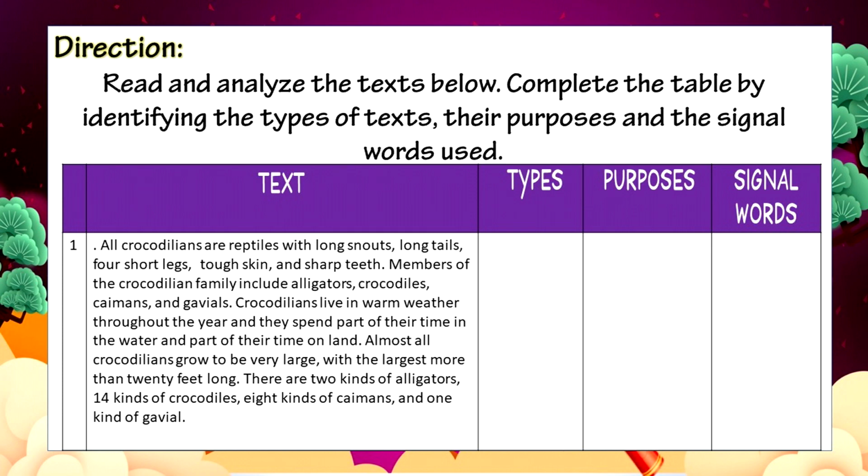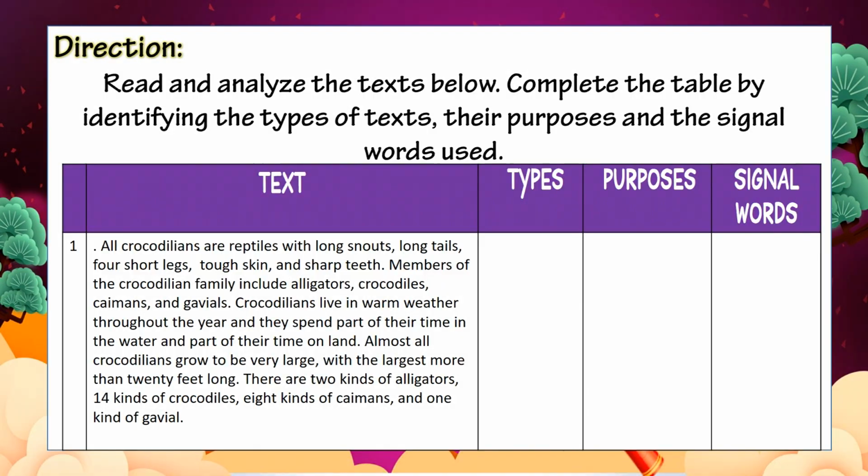Number 1. All crocodilians are reptiles with long snouts, long tails, 4 short legs, tough skin, and sharp teeth. Members of the crocodilian family include alligators, crocodiles, caimans, and gavials. Crocodilians live in warm weather throughout the year, and they spend part of their time in the water and part of their time on land. Almost all crocodilians grow to be very large, with the largest more than 20 feet long. There are 2 kinds of alligators, 14 kinds of crocodiles, 8 kinds of caimans, and 1 kind of gavial.